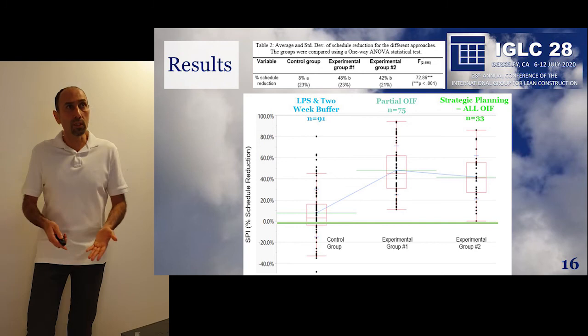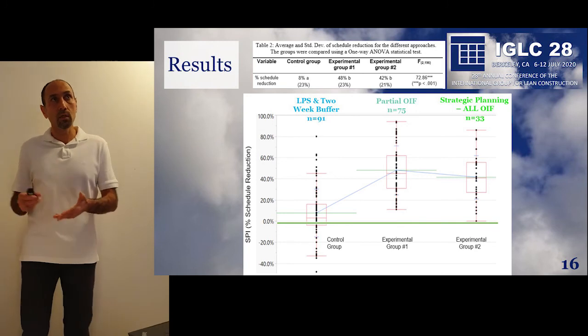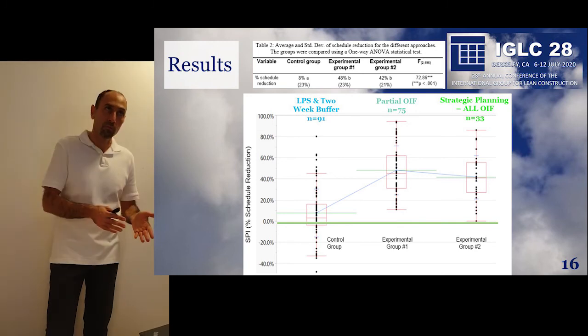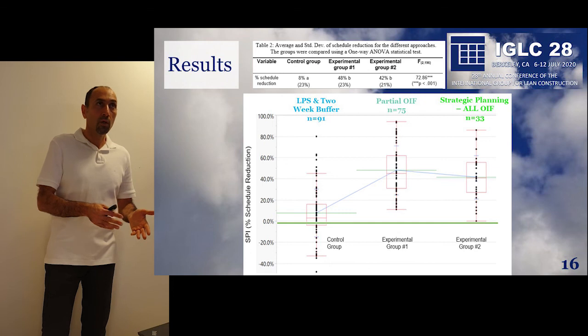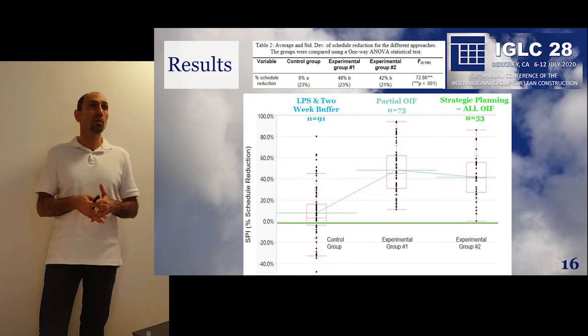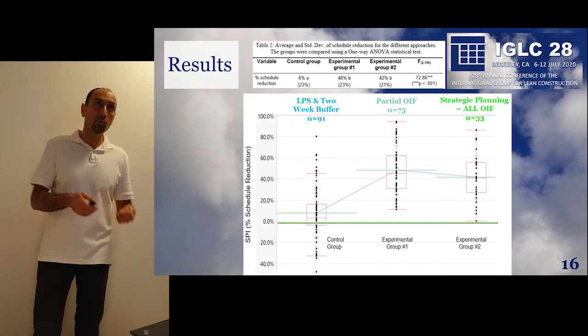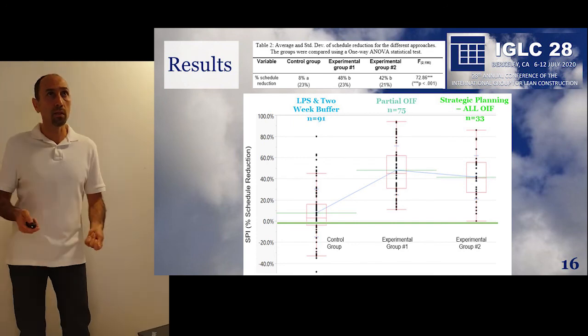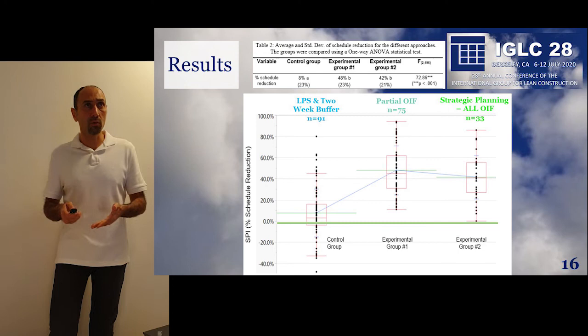But once we experimented and tested the partial OIF with the last planner in a 2-week buffer, we learned that there is a statistical significance between the two. So that means that we're doing something different. And even when we went all into the strategic planning, we saw similar results.